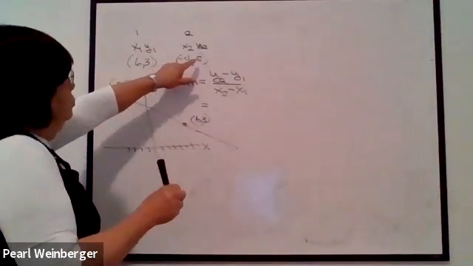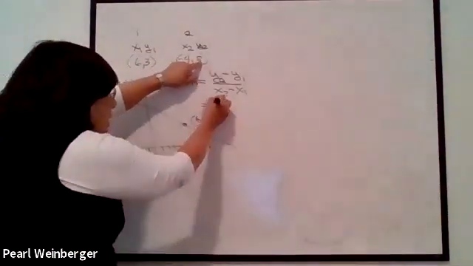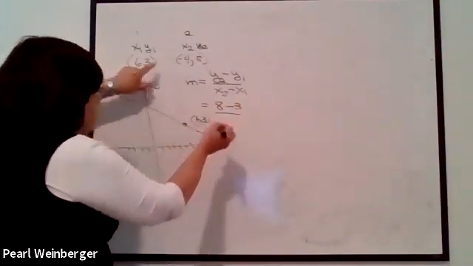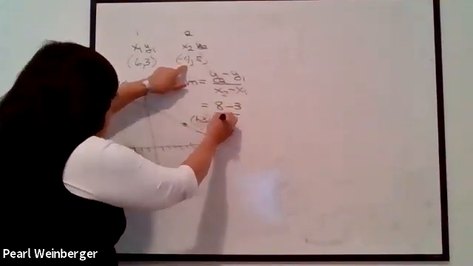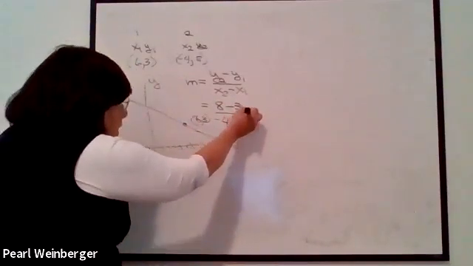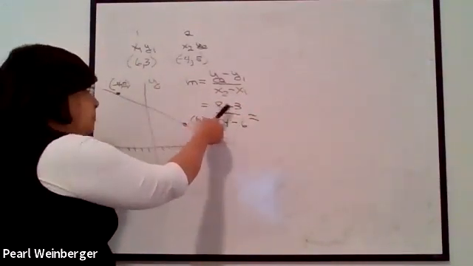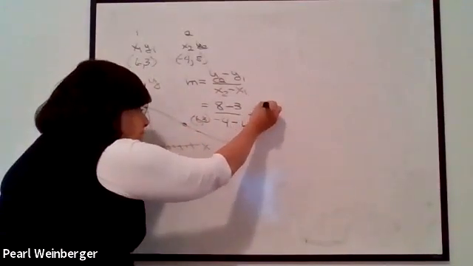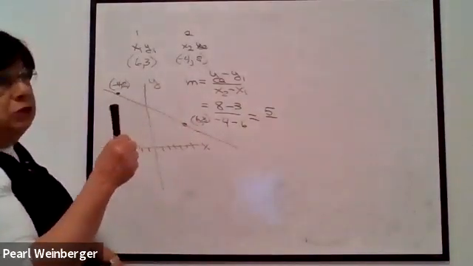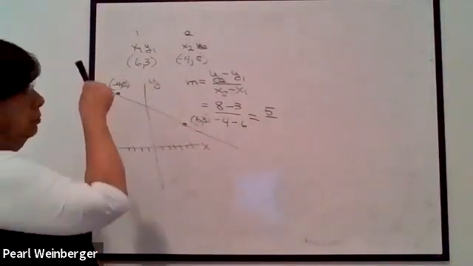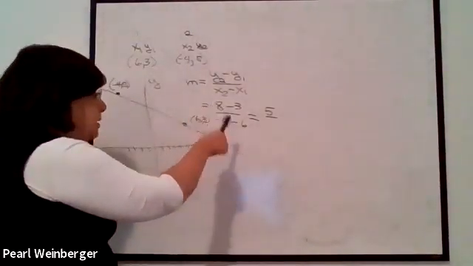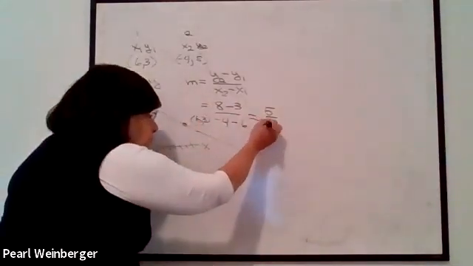According to that, I should do y2, which is 8, minus y1, which is 3, over x2, which is negative 4, minus x1, which is 6. And if I do that, I get 8 minus 3, which is 5, and negative 4 minus 6. And again, if you have trouble with this, just stick it into your calculator. Do 8 minus 3 on your calculator, it'll give you 5. Do negative 4 minus 6 on your calculator, it'll give you negative 10.